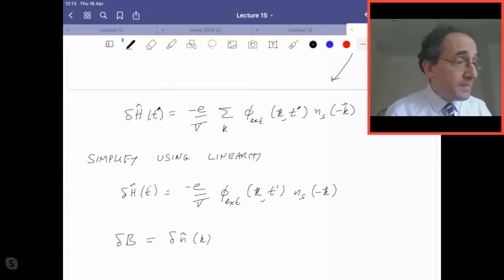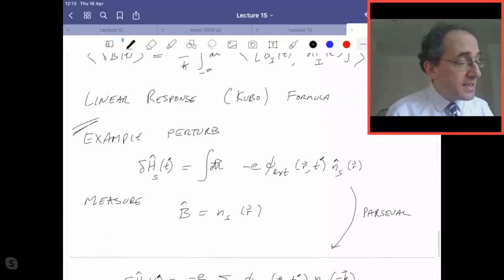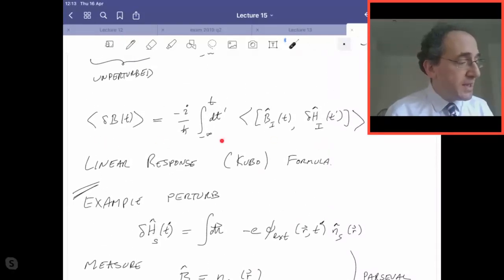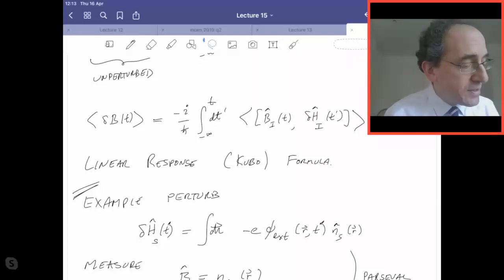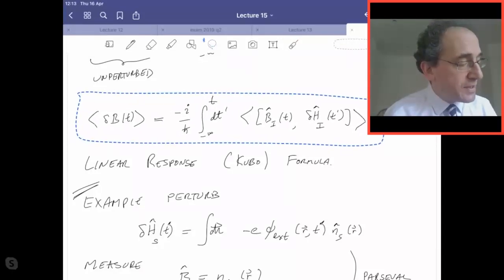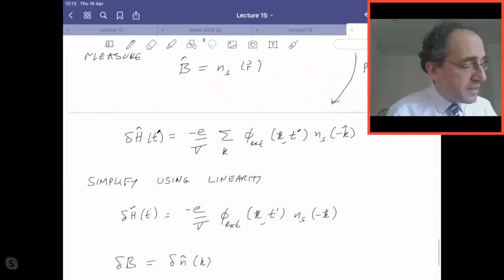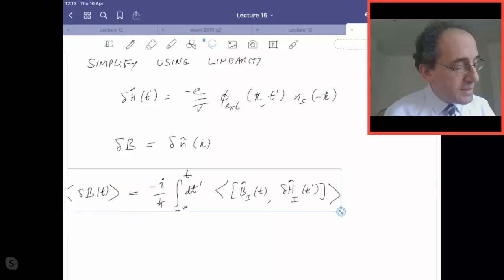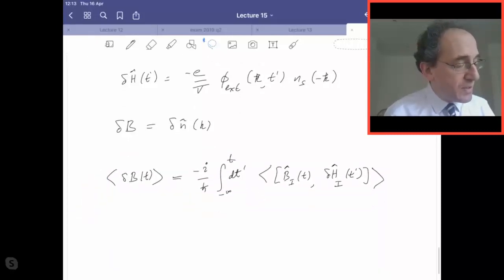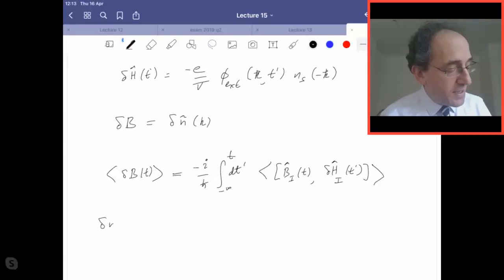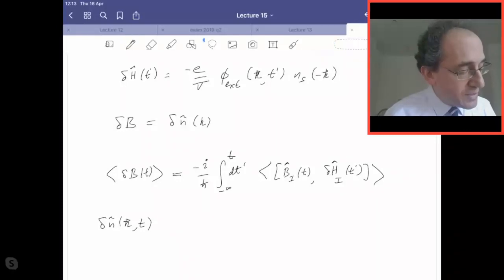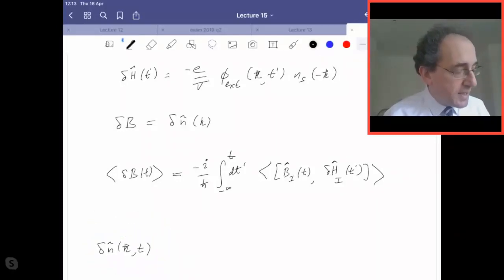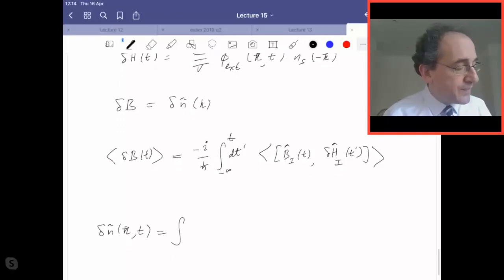The formula that we'll use is exactly this Kubo formula, or linear response formula. Let me write it out again. Actually, let me copy it first, and then I'll write it out in the form we need it. Copy, and paste it here. The form we want is that the change in density at some wave vector k and some time t is going to be the integral dt prime going from minus infinity.